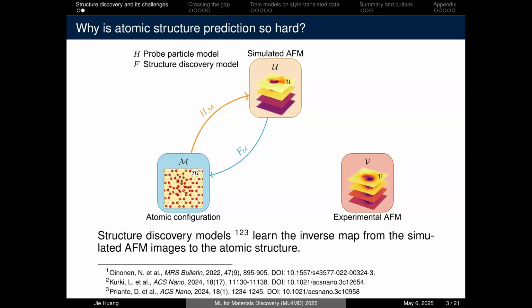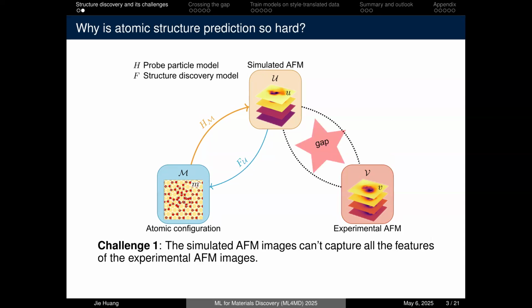But our final goal is not only on these simulated images. We want to input the real experimental images to our model and make it predict. As you can notice, there's a gap between these simulated images and experimental AFM images. For example, there are some noises in the experimental images. So we believe that this kind of gap will hurt the performance of the machine learning models.